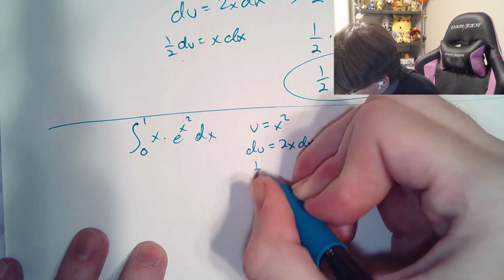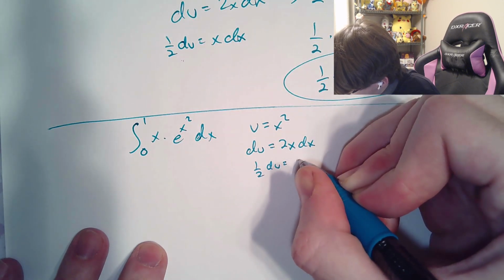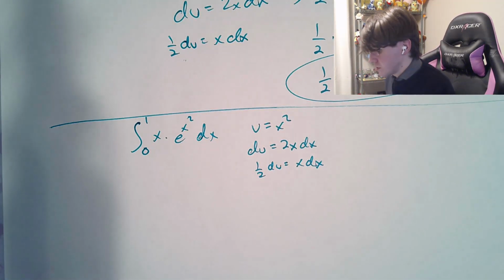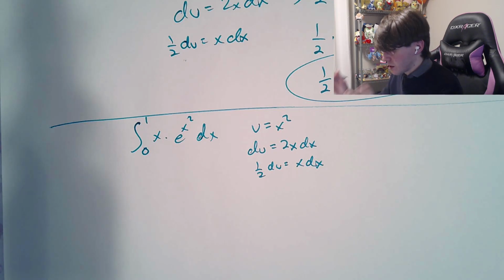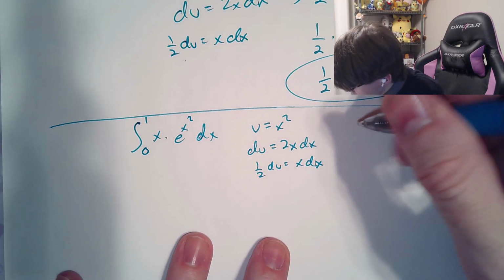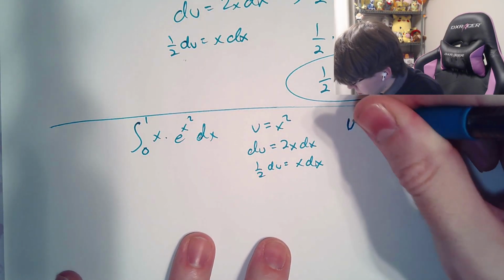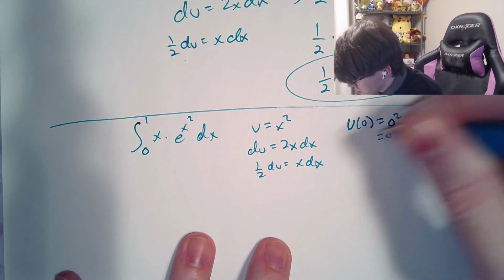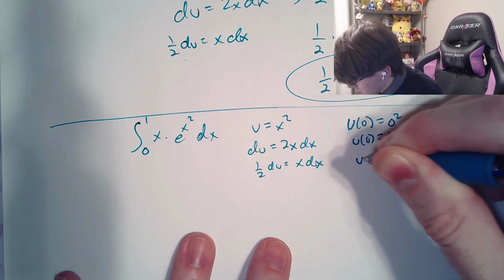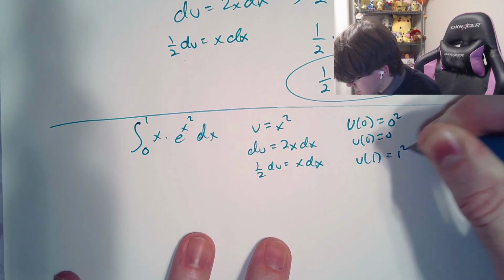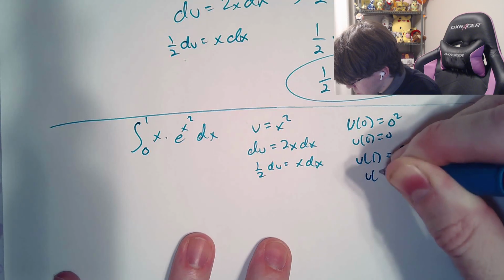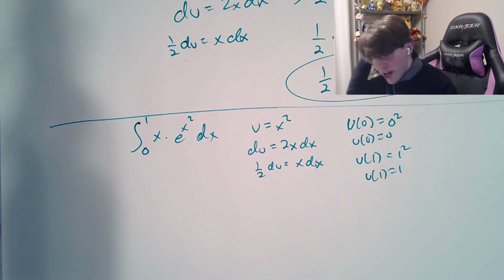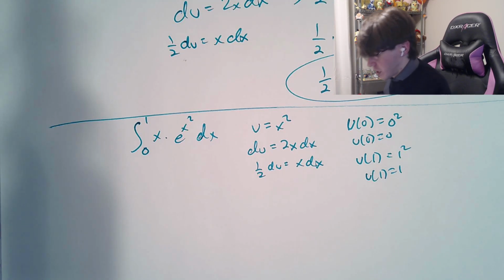And just like before, we're going to have a 1/2 du is equal to our x dx, or again, you could do the 1/2 in front, 2 inside thing. It does not matter. But we actually have to plug in 0 into our u. So u of 0 is going to be 0 squared, or just 0. And u of 1 is going to be 1 squared, or just 1. So in this case, they actually don't change, but only because it's specifically 0 and 1. It's definitely going to change in the next question.